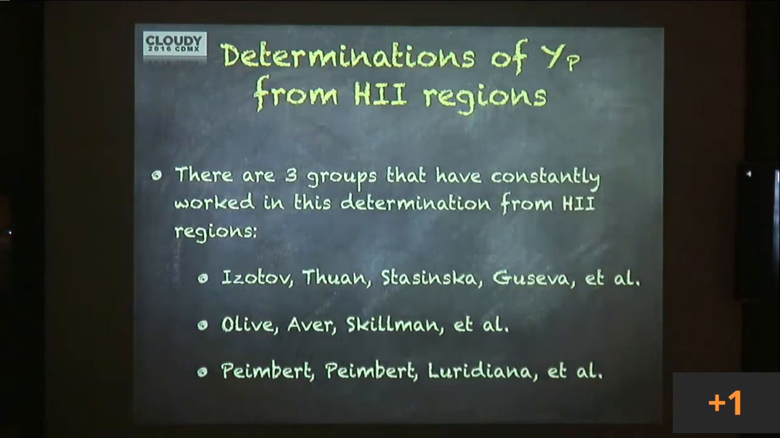And of course, there is the best way to do it, which is the way we do it. There are 3 groups that have been doing this for many years. I'm sure there are many more papers, but not by a group that has done several papers. So there's one group by Izotov, he's the first author in most papers, who has worked with Thuan, Stasinska, Guseva, and several others. Olive, Aver, and Skillman, and some others have done their own work. And then Peimbert, Luridiana, and a few others, we have worked. And of course, I'll prove to you that this is the best determination, maybe.